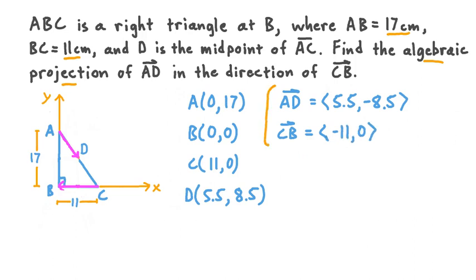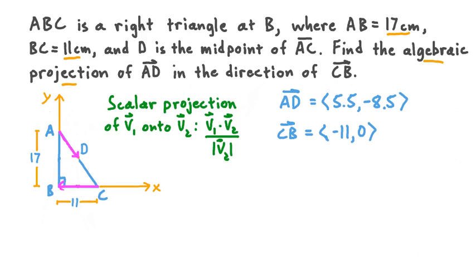Okay, great. So now we have our two vectors, and we want to solve for the algebraic projection of AD in the direction of CB. To solve for this, let's remember that the scalar, also known as the algebraic projection of one vector v1 onto another v2, is given by the dot product of these two vectors divided by the magnitude of the vector being projected onto. In our case then, what we want to calculate is AD·CB divided by the magnitude of CB.